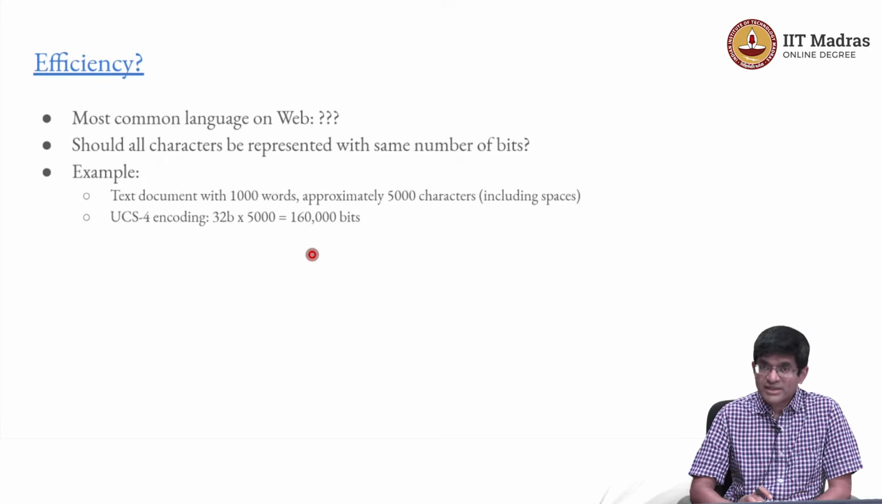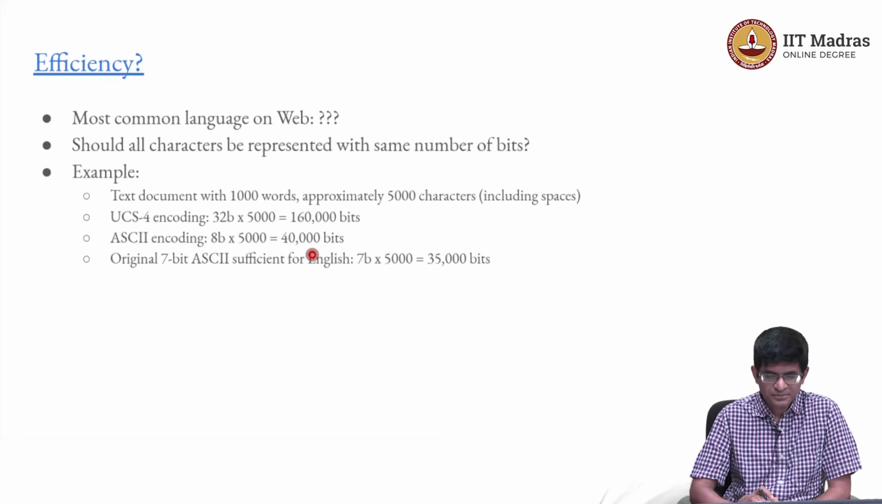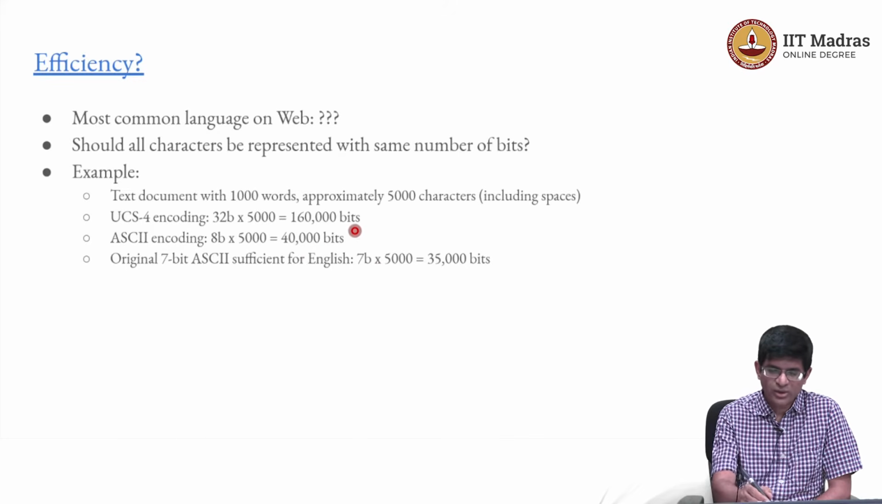Now with the UCS 4 encoding, 4 bytes per character, that's 32 bits per character, I end up with 160 kilobits as the size of this document. Is that acceptable? It depends on the context, but let's see if we can do better. With the ASCII encoding, that would have come down by a factor of 4. So clearly UCS 4 is not particularly efficient.